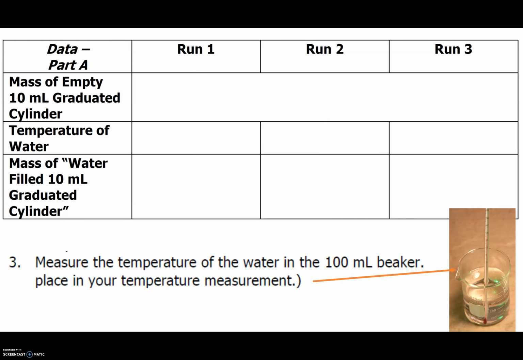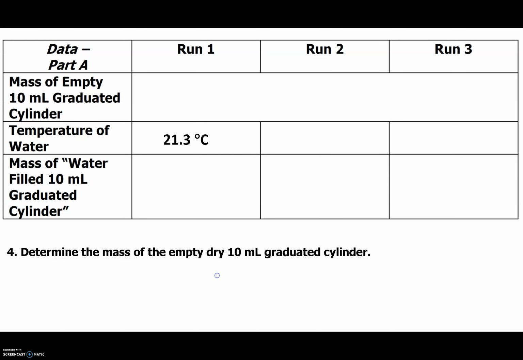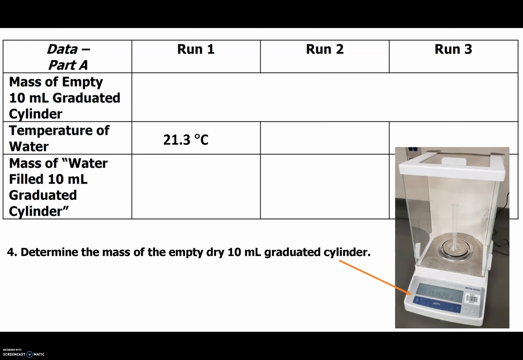So once that thermometer is able to read the temperature, you're going to record that. It goes right there. So far, so good. Pretty easy. Step 4. You're going to take your graduated cylinder, empty and dry, and you're going to weigh it. So you're going to get its mass on our analytical scale here, and that's going to go into that. Notice this is going to be the same for runs 1, 2, and 3 because you're using the exact same graduated cylinder.